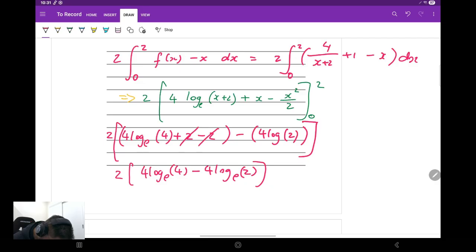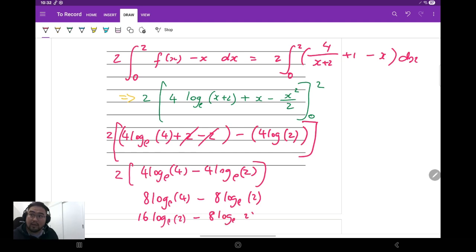I'm going to now expand the brackets, so that becomes 8 log e 4 minus 8 log e 2. And then from here, I'm going to convert this to 8 log e 2 squared, and chuck that at the front, that becomes 16 minus 8 log e 2. And then, okay, we're going to make sure we're not using our log laws prematurely.